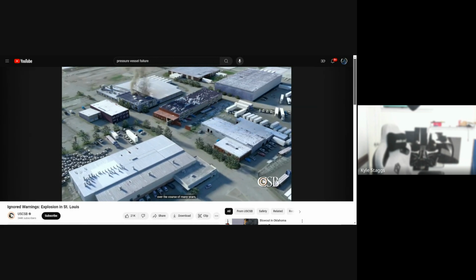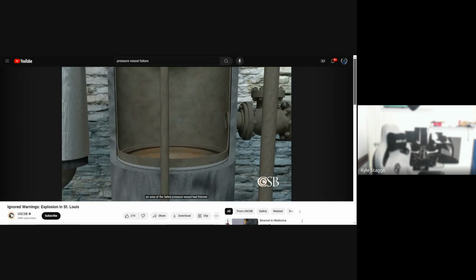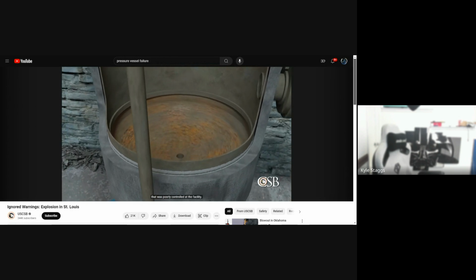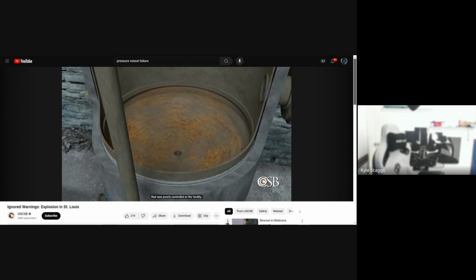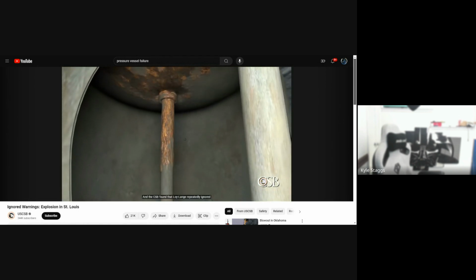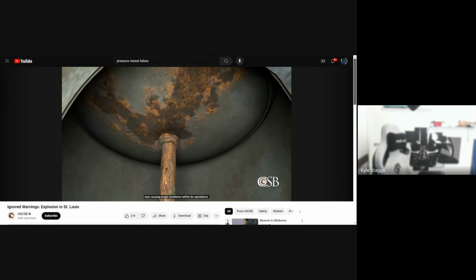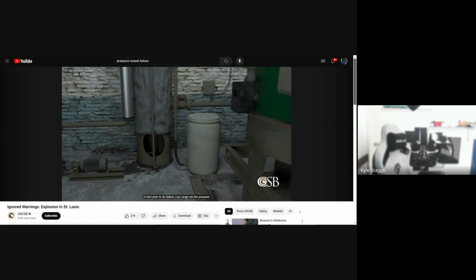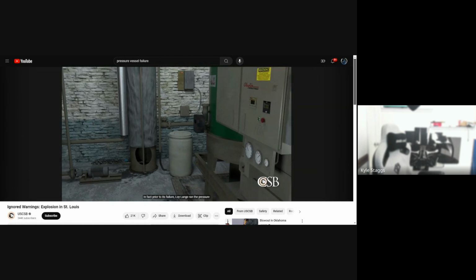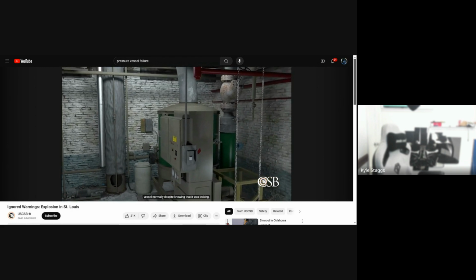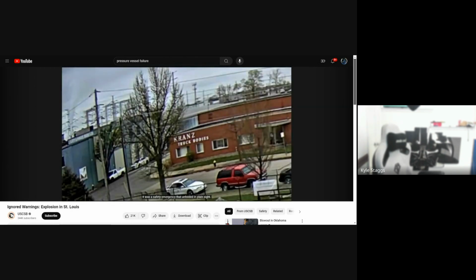and found that over the course of many years, an area of the failed pressure vessel had thinned due to a known corrosion mechanism that was poorly controlled at the facility. And the CSB found that Loy Lang repeatedly ignored clear warnings that corrosion was causing major problems within its operations. In fact, prior to its failure, Loy Lang ran the pressure vessel normally, despite knowing that it was leaking. It was a safety emergency that unfolded in plain sight.